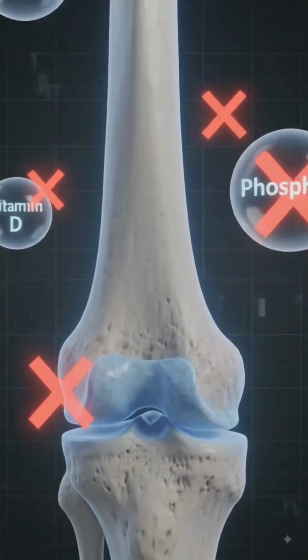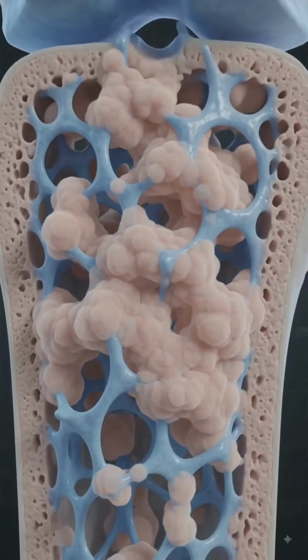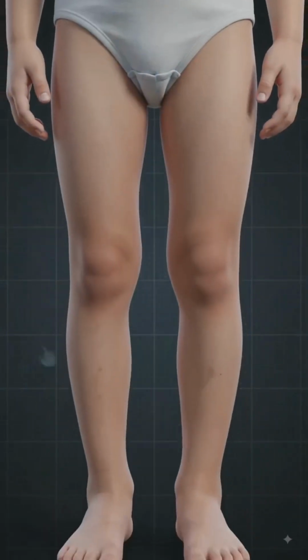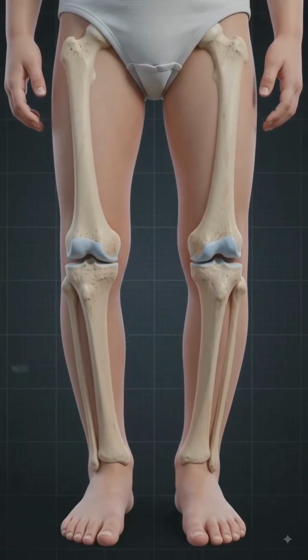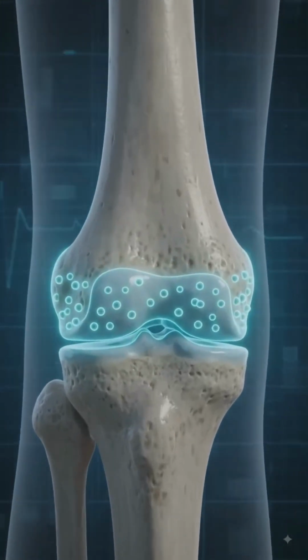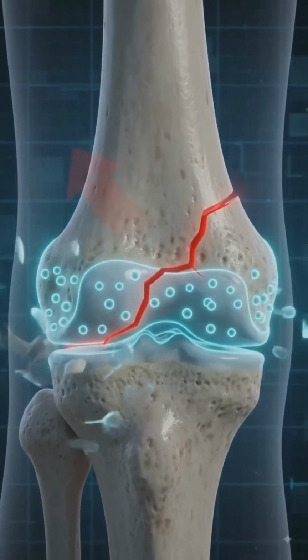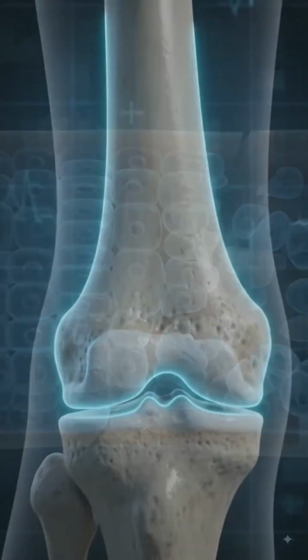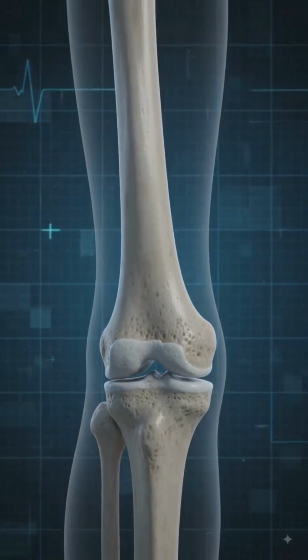Rickets prevents proper bone mineralization. Unmineralized osteoid matrix accumulates. Growth plates widen and flare out. Weight-bearing causes progressive bowing. Salter-Harris fractures are traumatic injuries. They involve or cross the epiphyseal plate. Improper management can lead to premature fusion.